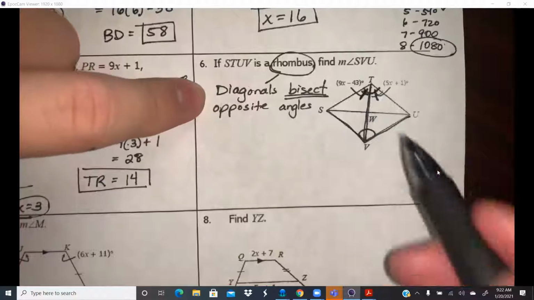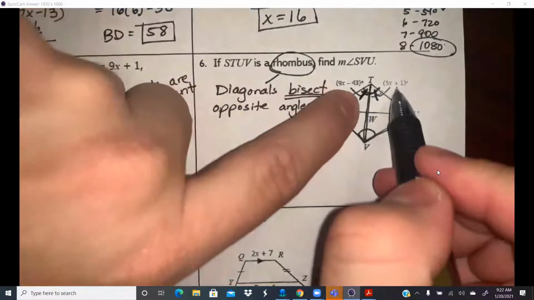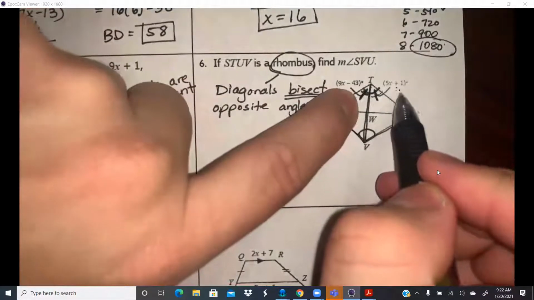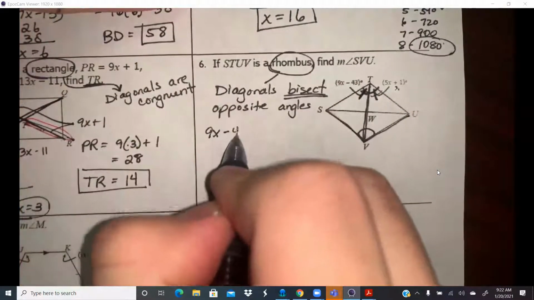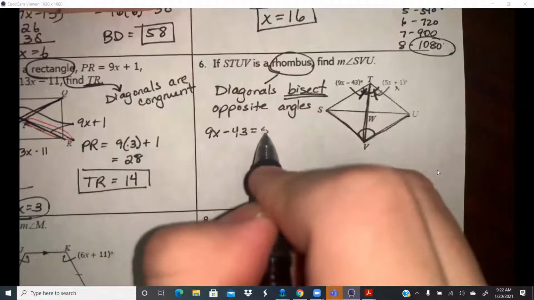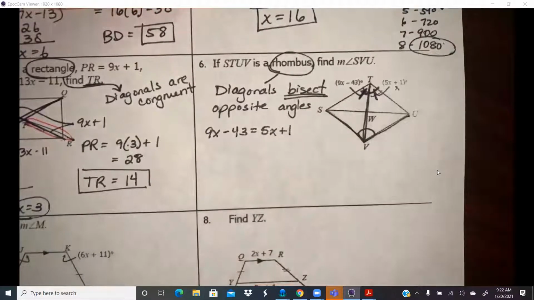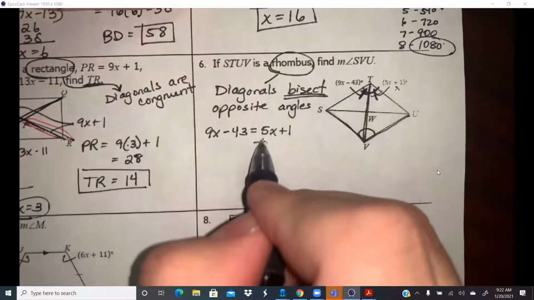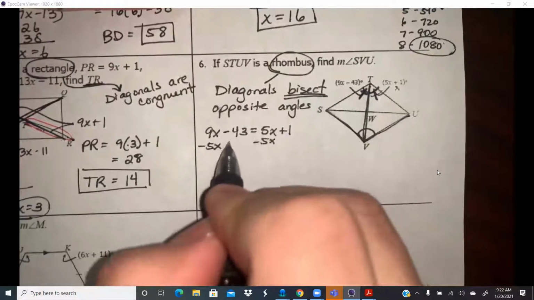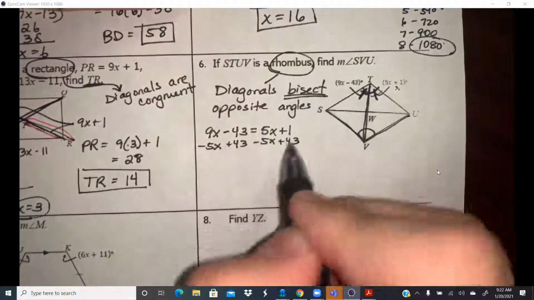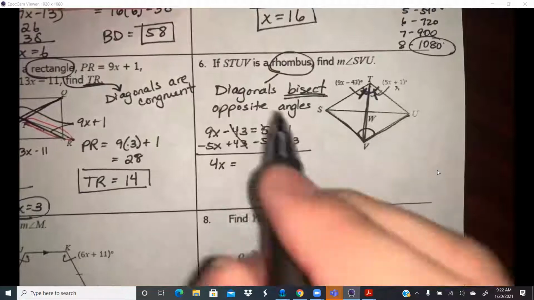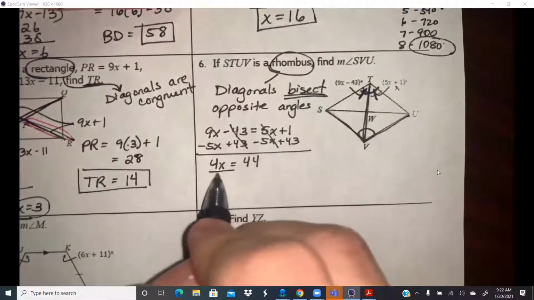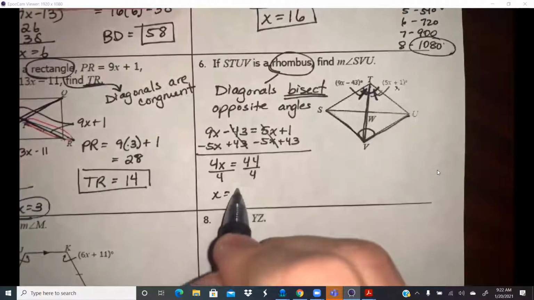So if I have algebraic expressions for those 2 angles, I'm going to set them equal to each other. I'm going to have 9x minus 43, and I'm going to set that equal to 5x plus 1. All right, so I'm going to work this out. Let's subtract 5x on both sides. I'm going to add 43 to both sides. And so I have 4x is equal to 44. Divide both sides by 4, and I get x is equal to 11.